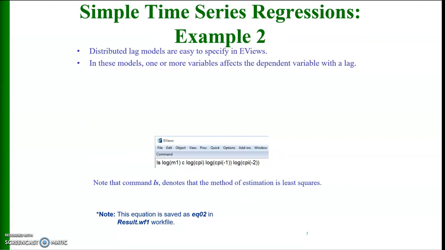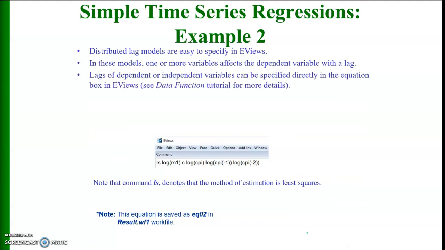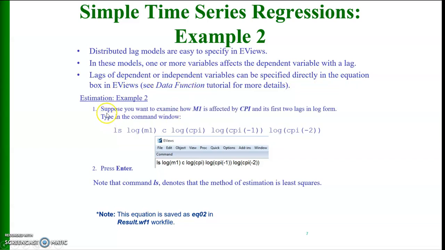We may also use distributed lag models, which are easy to use and to specify in EViews. In these models, one or more variables affect the dependent variable with a lag. Lags of dependent or independent variables can be specified directly in the equation box in EViews. For example, we want to estimate how M1 is affected by CPI and its first two lags in log form.